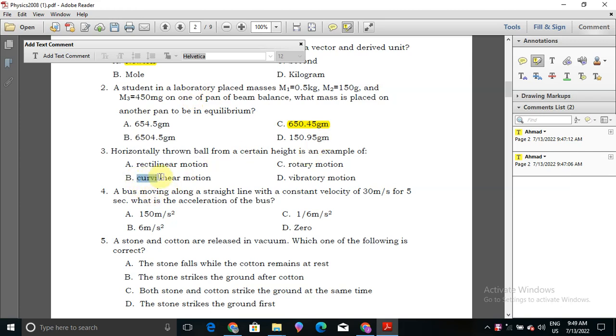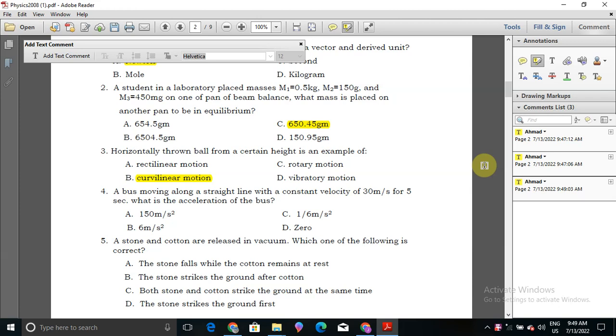So the correct answer for question number 3 is choice B. Okay, now in question number 4, what we have here is a bus moving along a straight line with a constant velocity of 30 meters per second for 5 seconds. What is the acceleration of the bus?